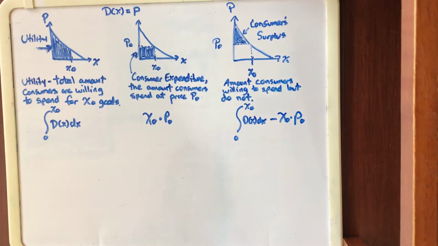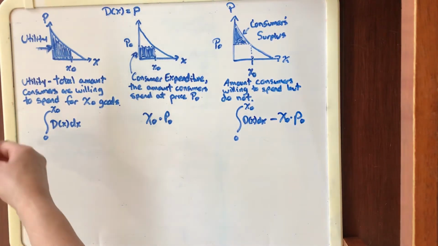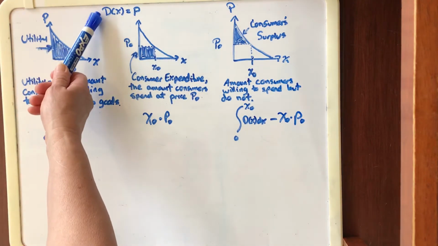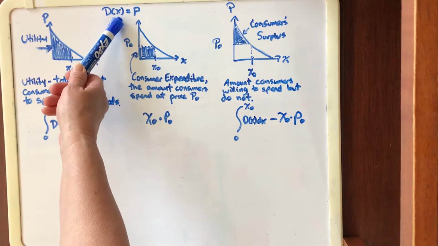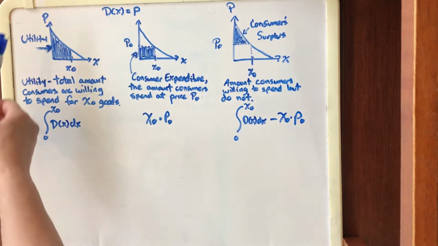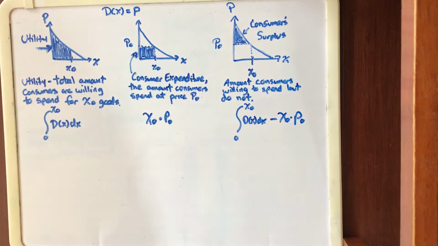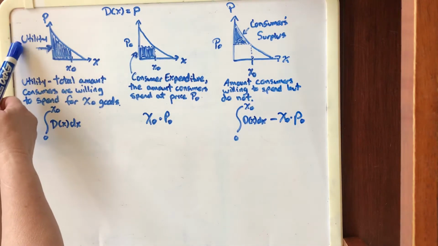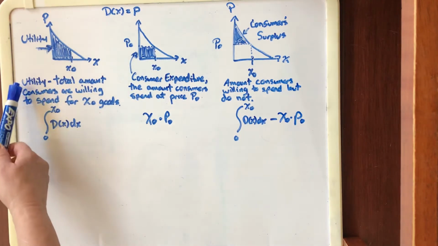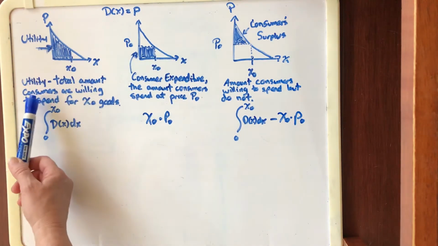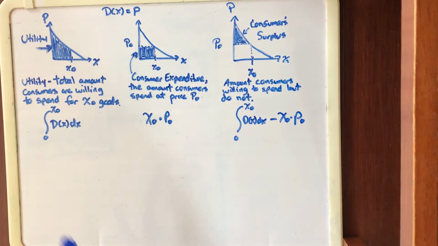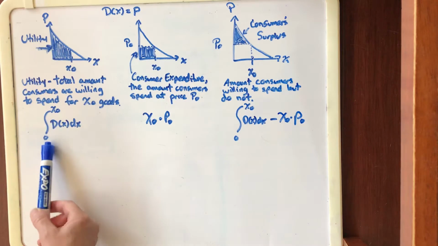Okay, so now let's look at the next one. We're going to be using integration here. The first one, utility. We're looking at the demand function where the items is X and the price is P. If we go to X naught, we're going to look at the utility, which is the area up to X naught. Utility is the total amount consumers are willing to spend for X naught goods. So how we would figure that out is we integrate from 0 to X naught.